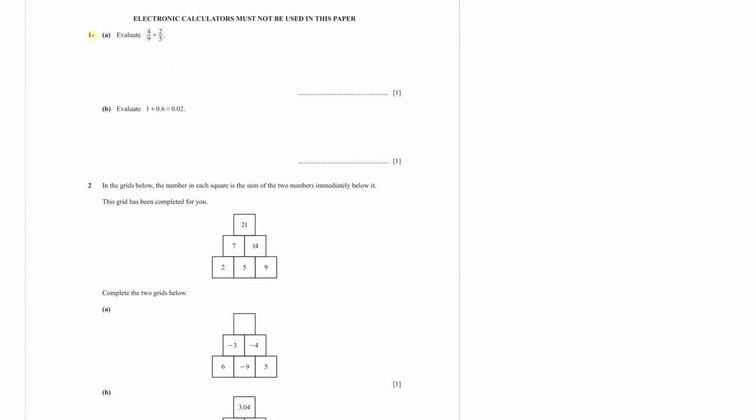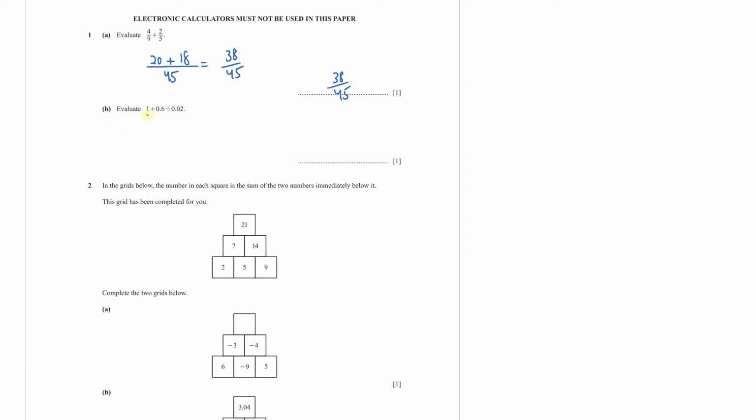So question number 1 is evaluate 4 over 9 plus 2 by 5. We can take the LCM of 9 and 5, which will be 45 because they do not have any common factors. So 4 will be multiplied by 5, which will give me 20, plus 2 will be multiplied by 9, which will give me 18. So this will be 38 over 45.